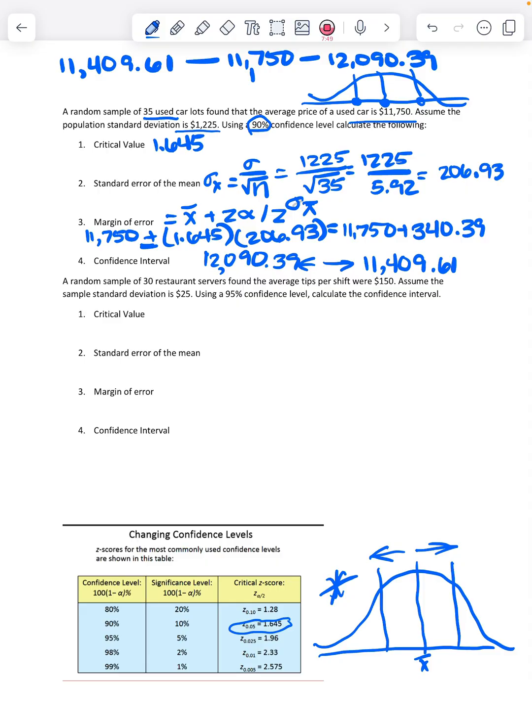So how you would calculate your margin of error is you would take 12,090.39 actually, minus your mean of 11,750, and your margin of error is going to be 340.39, and that would be your margin of error.